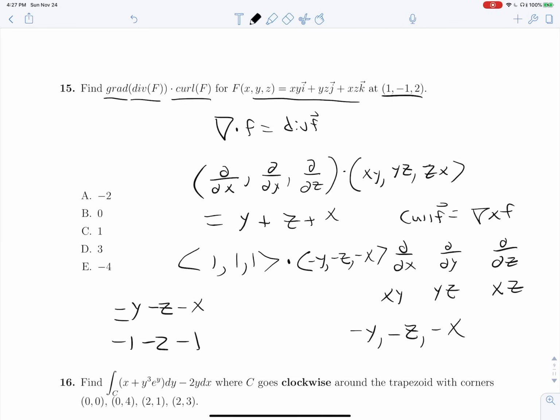And wait a sec. I think I'm confusing myself here. Let's see. Negative y minus z minus x. I went in reverse order that last time and confused myself. So negative y is going to be 1. Negative x is going to be negative 2, and negative z is going to be negative 2, and negative x is going to be negative 1. This all works out to negative 2.